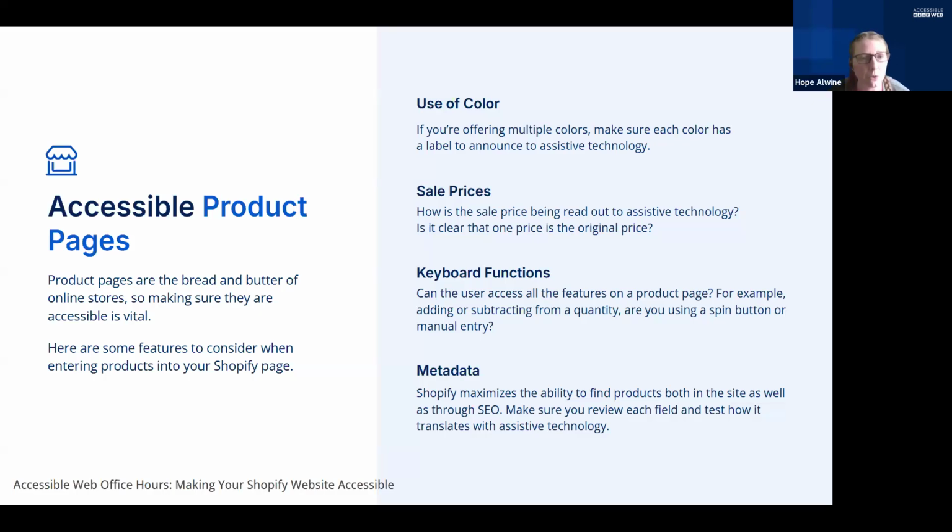Our next one is keyboard functions. So can the user access all the features on a product page? For example, if you're adding or subtracting from a quantity, are you using a spin button where you can use arrow keys on a keyboard, or are you using manual entry where you just type in the number of the product you want to buy?